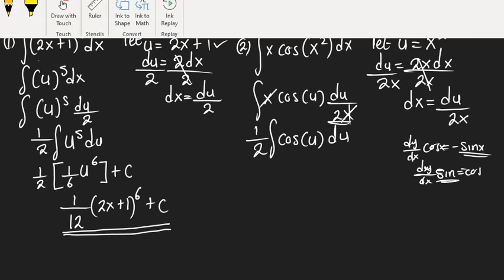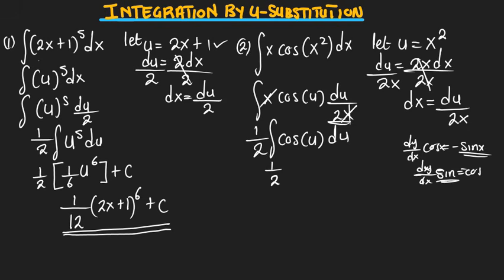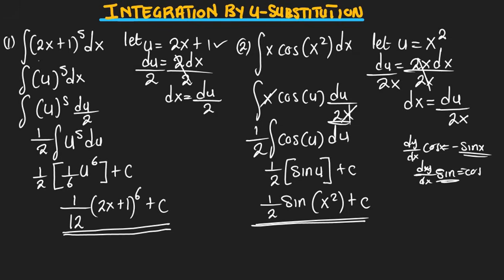So it's going to be positive 1 over 2. Then of course this is going to be sine u plus some c. So we're going to have 1 over 2 sine, what is u? u was x to the 2 plus c. Basically, that is just how you solve that particular equation. We go to the third.